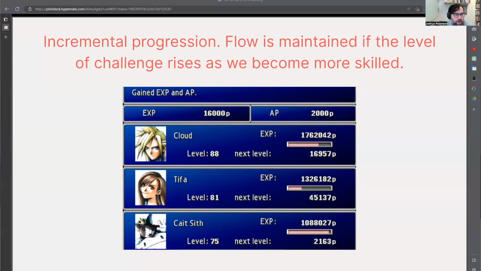Another thing we're looking for in a good challenge for fun is incremental progression. We can maintain flow if the level of challenge rises as we become more skilled. Enjoyable challenges are going to involve this sense of steps up, allowing me to build confidence and slowly build skills over time.